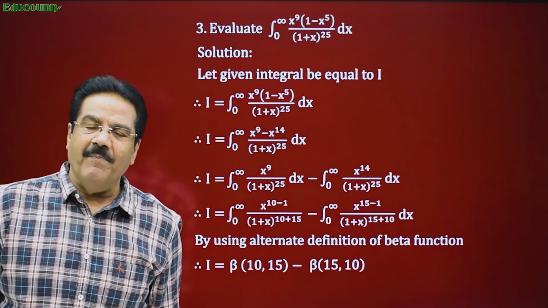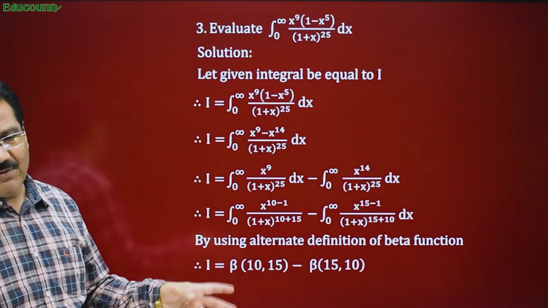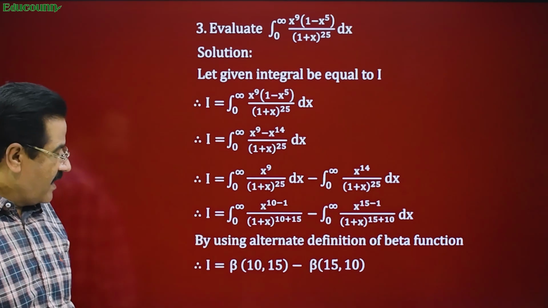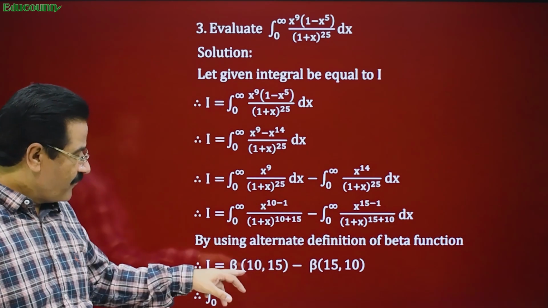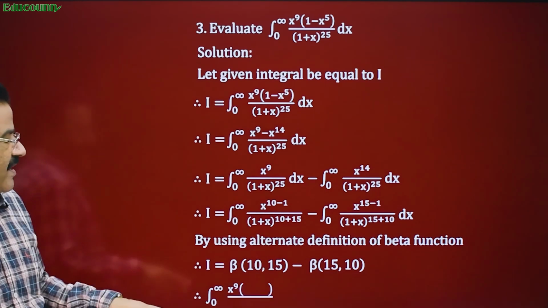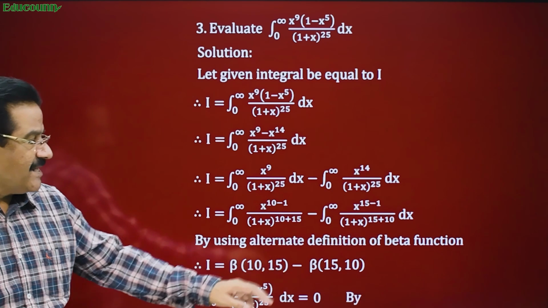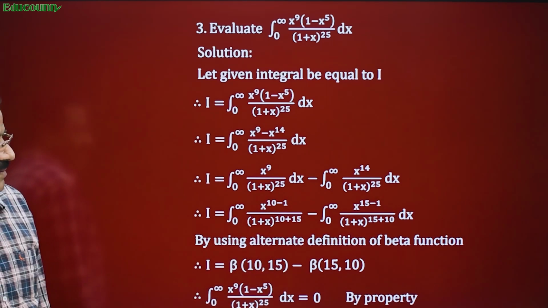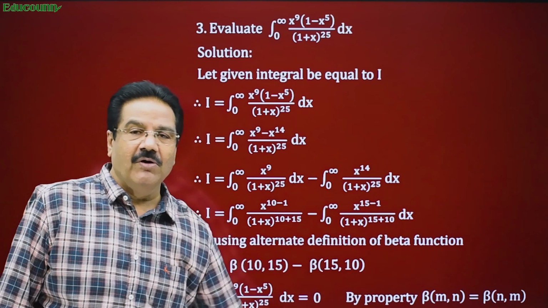We know the property of beta function that beta m, n is equal to beta n, m. And therefore, the values of these two are the same. Therefore, after subtraction, they get cancelled and we get the final answer equal to 0. This is as per the property of beta function, that is, beta m, n is equal to beta n, m.